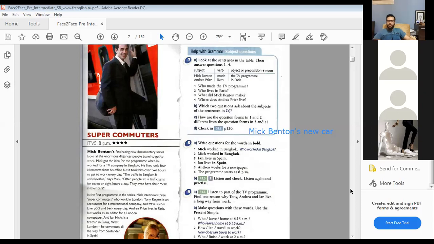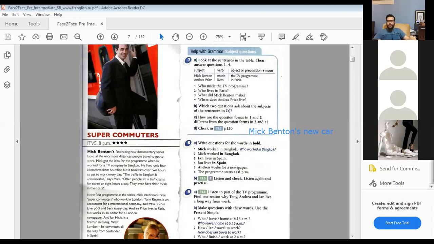Is this clear, Mohammed, Hind? Do you get this point, the S point? Yes, it is. Mohammed, is it clear? Yes, okay. The S just means possession, because in the story they were talking about the documentary, that's why. So your answer is correct, Mohammed. Who made the TV program? Mick Benton made the TV program. This is the full answer.